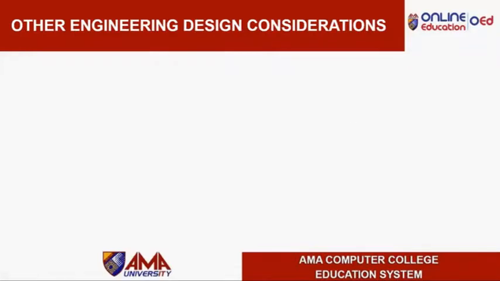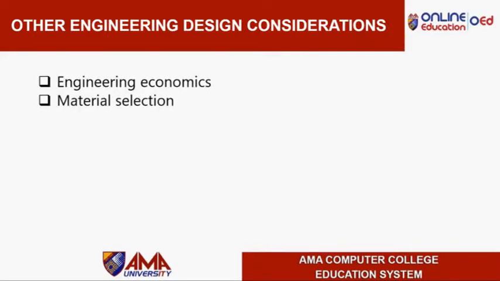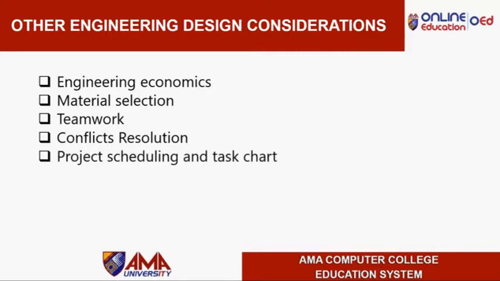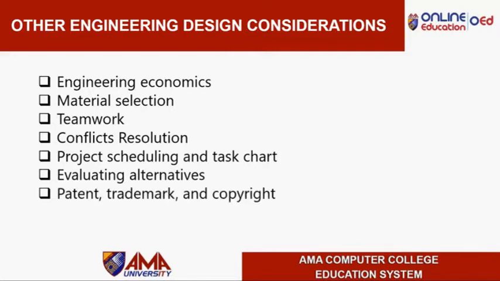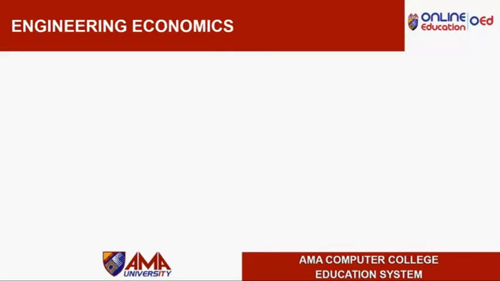So other engineering design considerations. We have the engineering economics, material selection, teamwork, conflict resolution, project scheduling and task chart, evaluating alternatives, patent, trademark, and copyright, engineering standards and codes. Okay, let's start with the engineering economics.